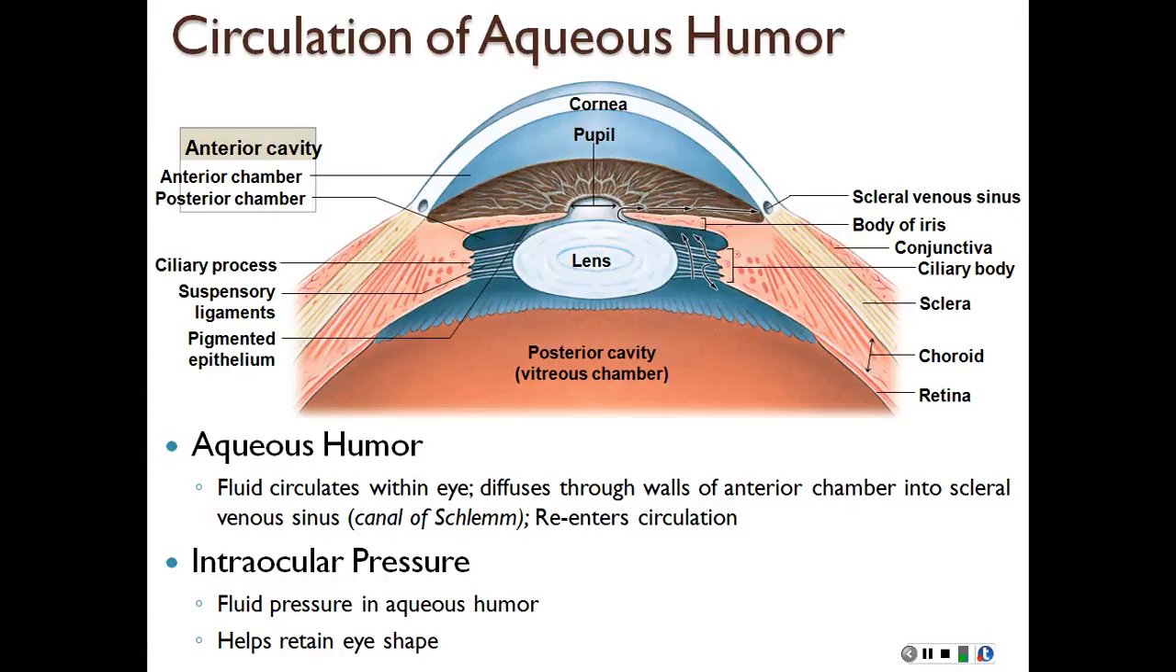And aqueous, I mentioned aqueous humor, which is the fluid circulating within the eye. And intraocular pressure is the fluid pressure in the aqueous humor, and it helps to retain the shape of the eye. And if a person has glaucoma, the problem is their intraocular pressure is too high, and that starts to damage the retina.